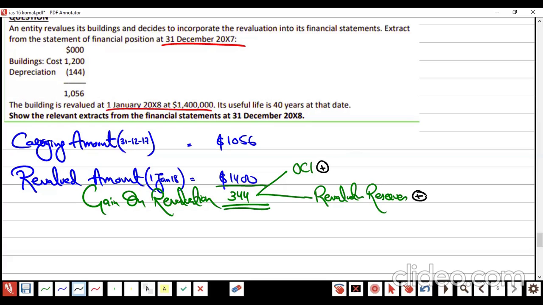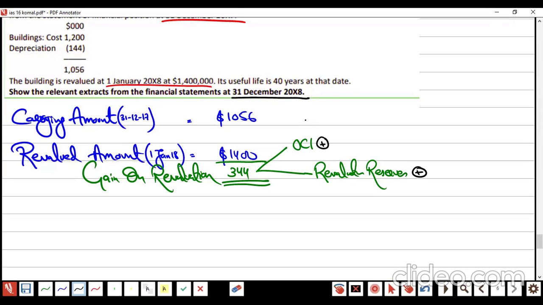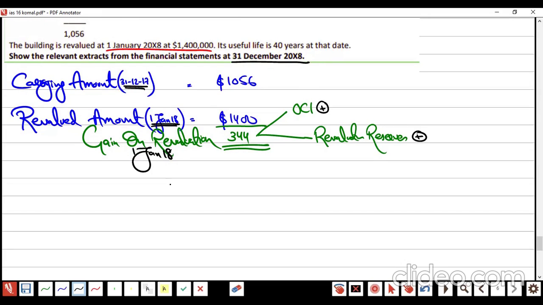Now the requirement. What is the requirement? Can you read for me? Show the relevant extracts from the financial statements at 31st December 2018. We are at 1st of January, right? So extracts are required at which date? 31st December 2018. Year ended.